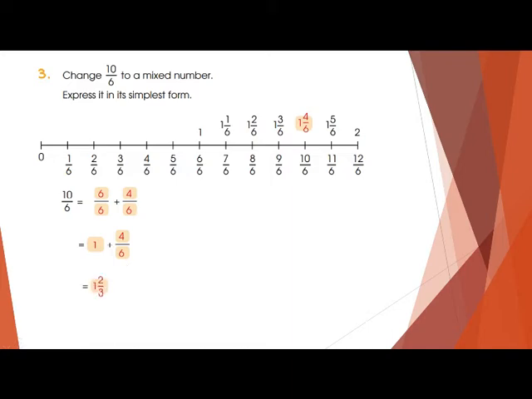It will be 1 upon 4 upon 6. But why are we writing the 2 upon 3 over here? Because we know that in the table of 2, we have 4 and 6. 2 2s are 4, so we can write the 2, and 2 3s are 6. So we can write it in the simplest form.